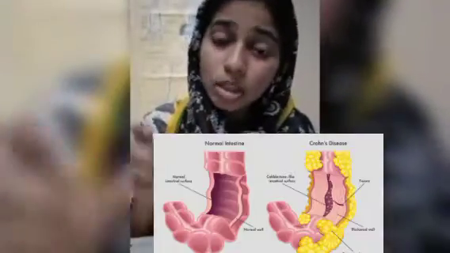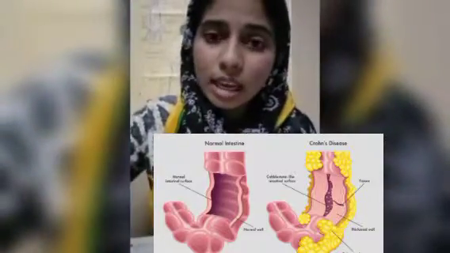And wall appearance. What's the appearance of the affected wall? In Crohn's disease there is thickening of the wall, whereas in ulcerative colitis there is thinning of the wall. And dilatation. In Crohn's disease there is no dilatation, whereas in ulcerative colitis there will be dilatation of your colon.